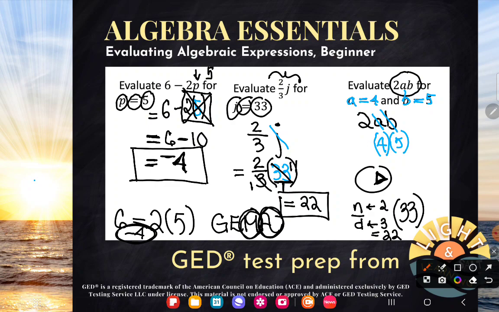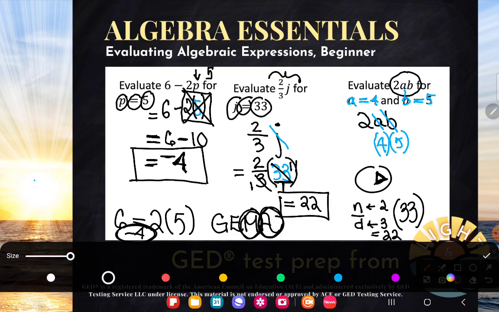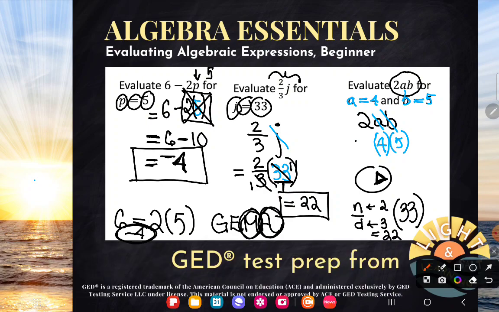And then don't lose anything. You guys tend to be worse at being secretaries than you are at algebra. So don't lose this 2. The A and the B were being multiplied by 2. They better still be multiplied by 2. And you can type this entire expression in your calculator. 2 times 4 times 5.